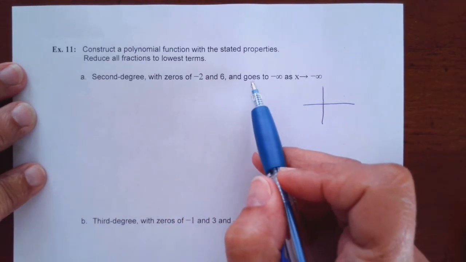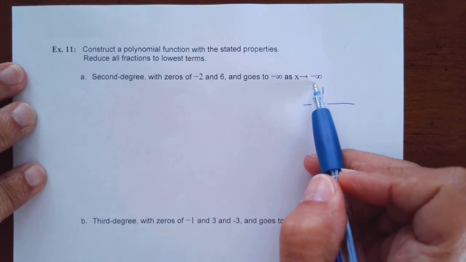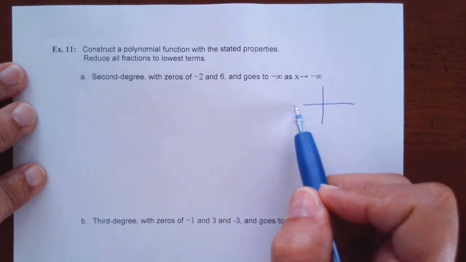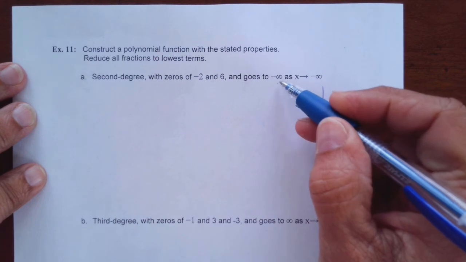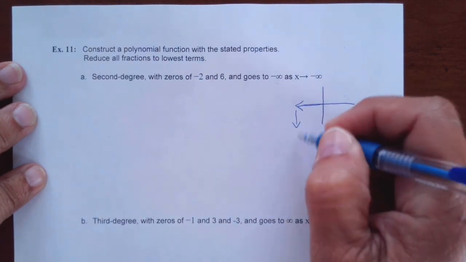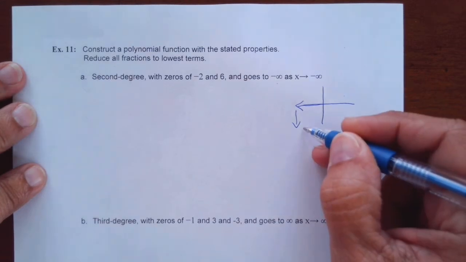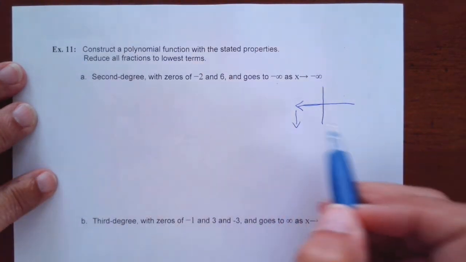It says y goes to negative infinity as x goes to negative infinity. Well, if x is going to negative infinity, x is going this way, and this is y. So if y is going to negative infinity, that would be this way. So that means the left side is going down, okay? Now, if it's a second degree equation, remember both sides have to do the same thing.